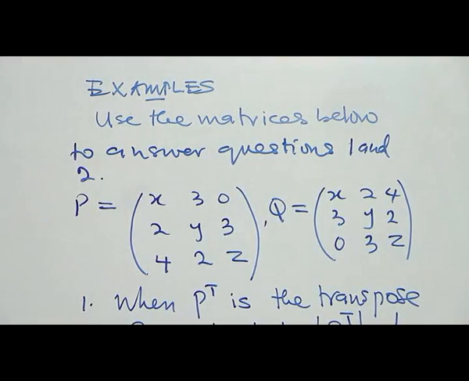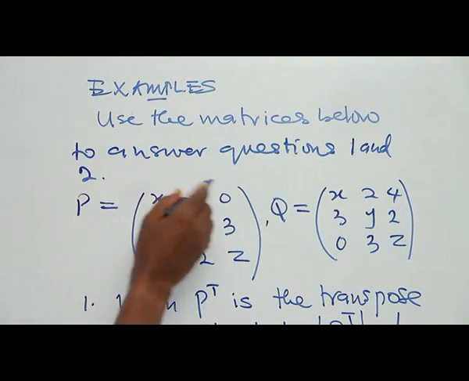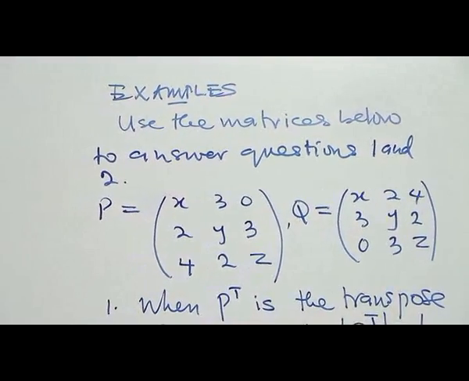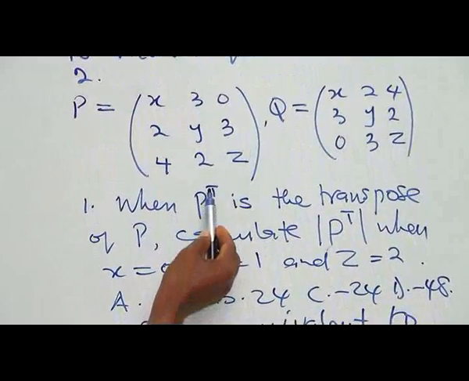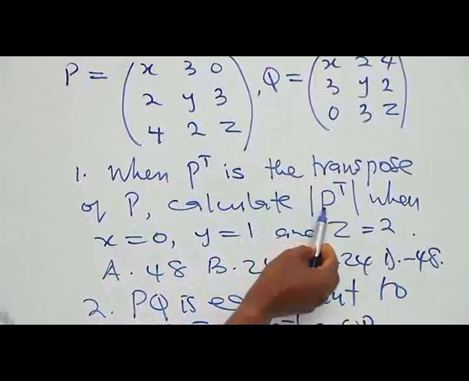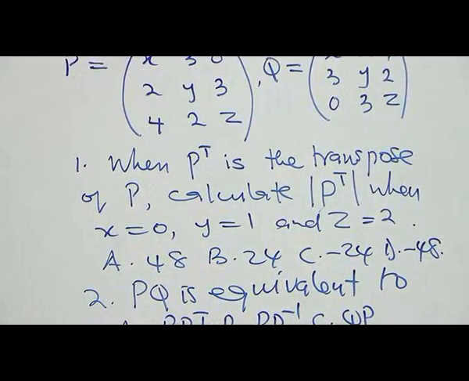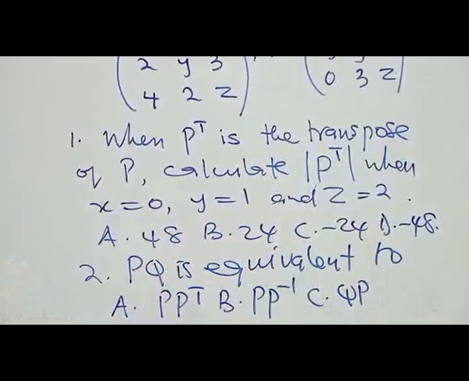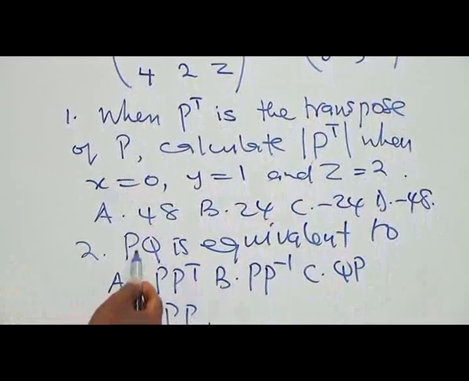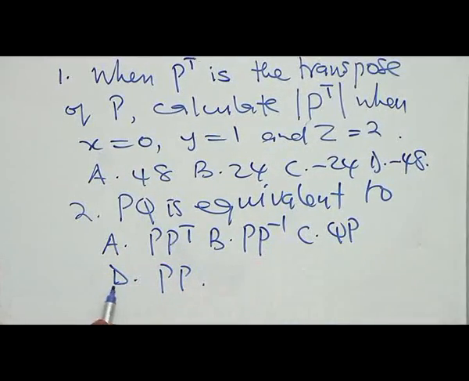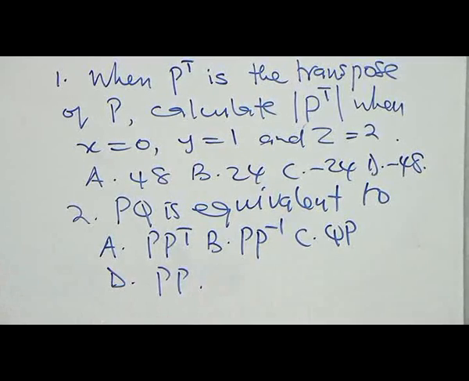Examples. Use the matrices below to answer questions 1 and 2. The matrix P is equal to this and Q is equal to that. Number 1, when P transpose is the transpose of P, calculate the determinant of P transpose when x is equal to 0, y is equal to 1, and z is equal to 2. The second one is PQ is equivalent to A, B, C, D. Which of them? Let's start with the first one.